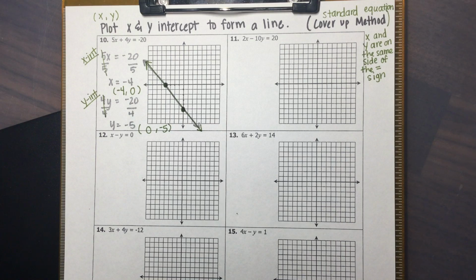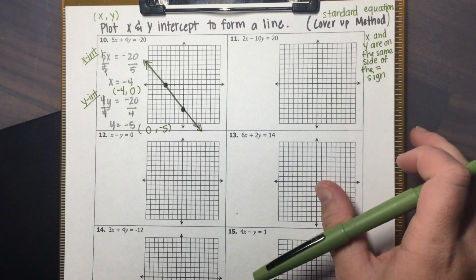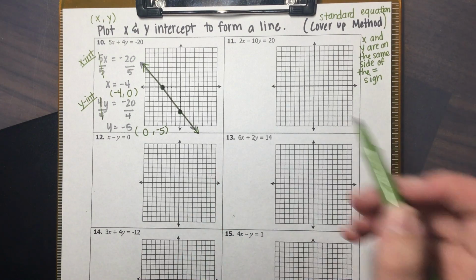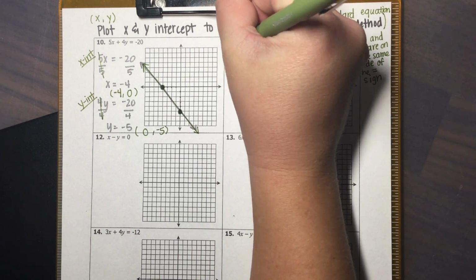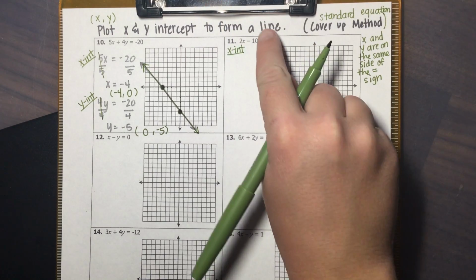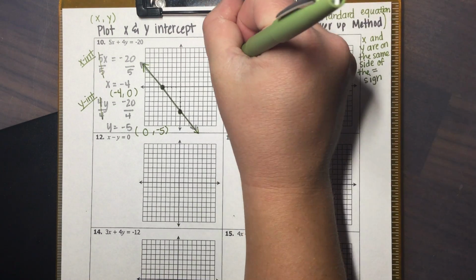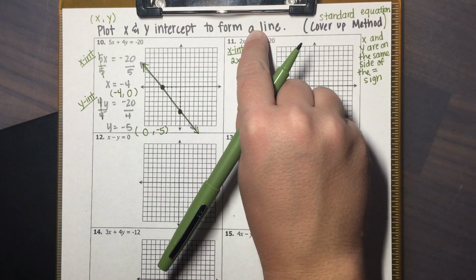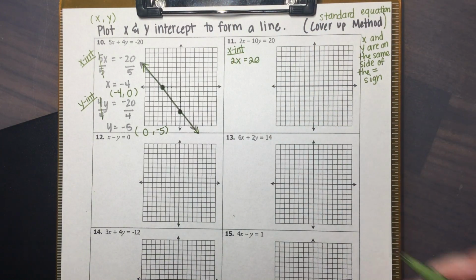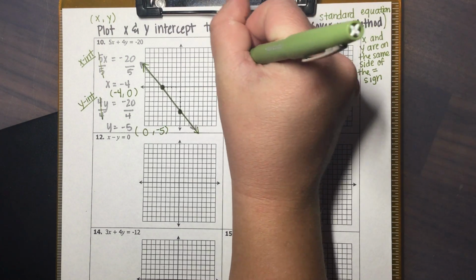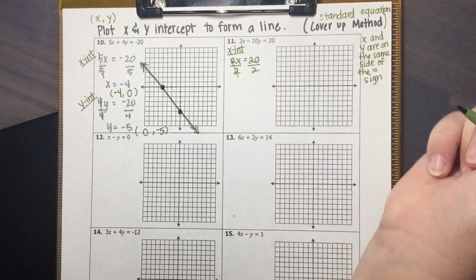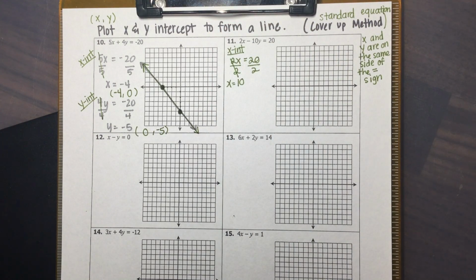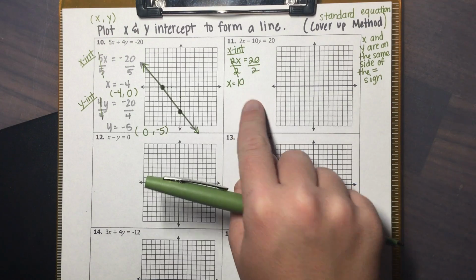All right, I'm going to go ahead and do number 11. All right, and then we're going to be done with our graphing notes. So if I'm finding my x-intercept, I'm going to cover up my y. So I would get 2x equals 20. So I'm covering up that y there. All right, so I would divide by 2, because right now I have 2 times x, so I divide by 2 on each side, and I get x equals 10. All right, x equals 10.